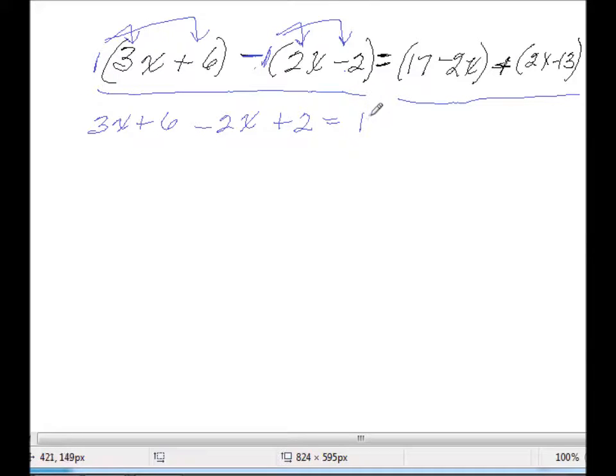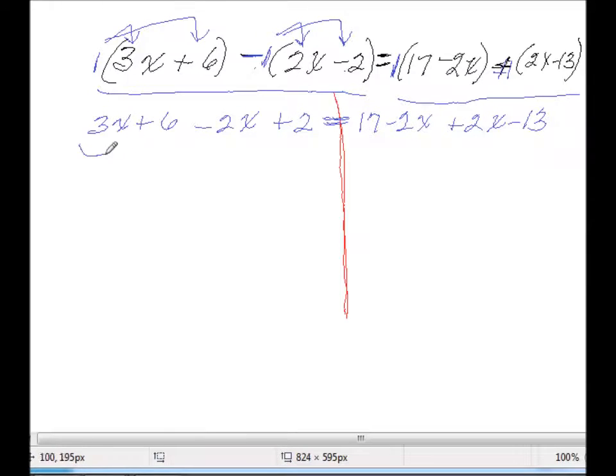This is 17 minus 2x, because this is an understood 1 right here, plus, and this time we have another plus 1 here, so this is going to be 2x minus 13. Now we have a big mess here. Clean up your room. Here's your balance. Clean it up. Don't try to work on it with all that stuff everywhere. It'd be like moving with all your stuff on your bed. You want to get things organized.